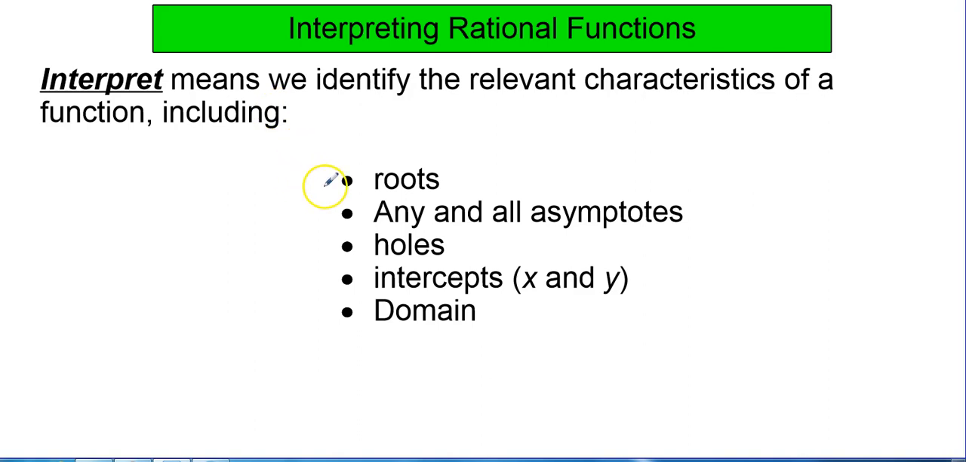In this video, we're going to check out rational functions and see if we can identify some characteristics with these rational functions. And so what we really call this is interpreting rational functions. And when we say interpret, we just mean relevant characteristics. We want to make sure that we can look at a function and have an idea of what's going on with that function graphically.